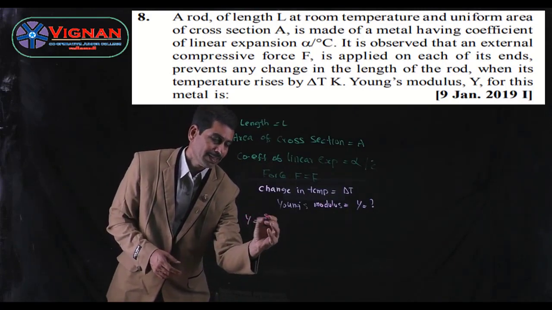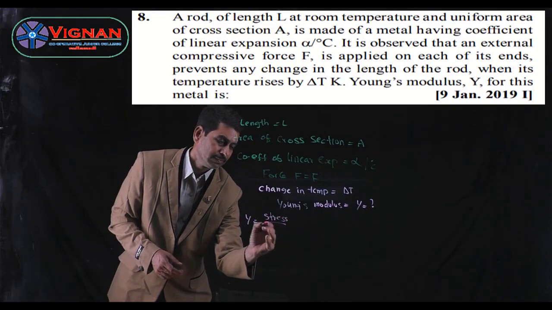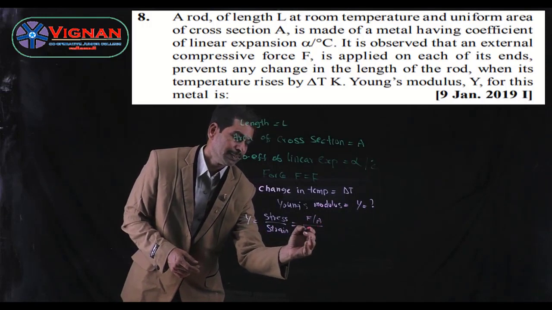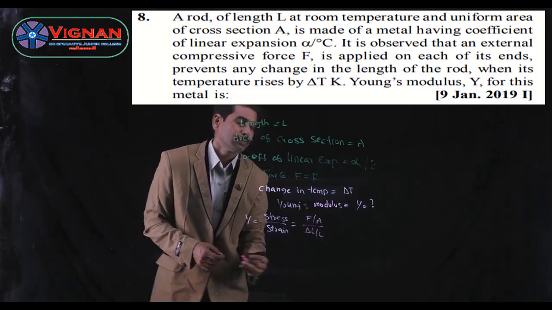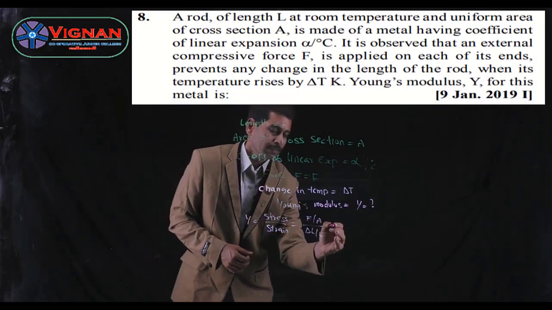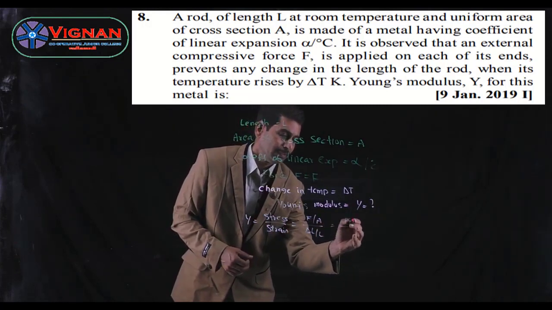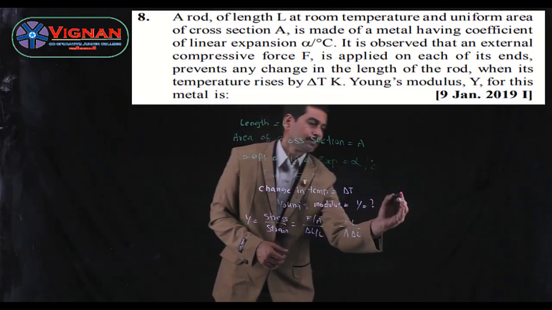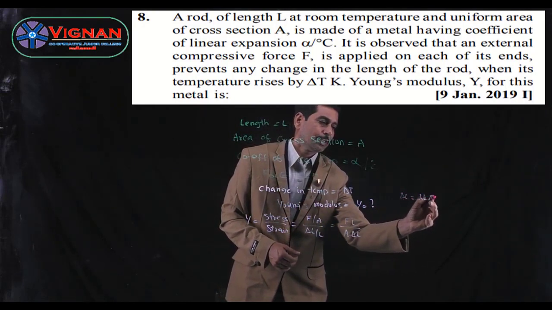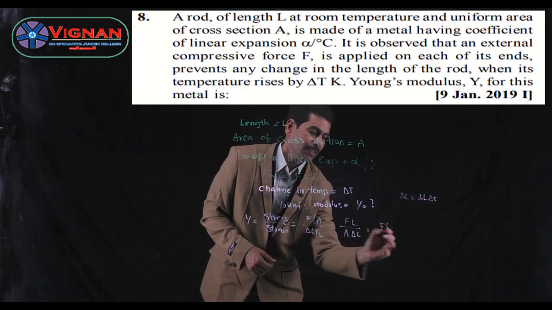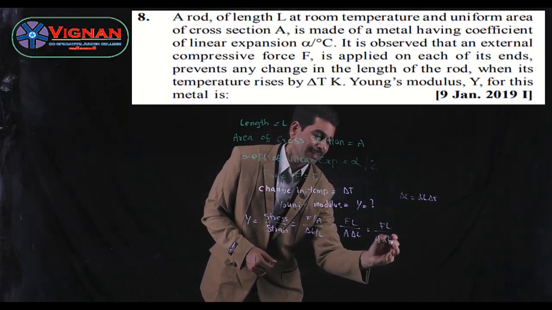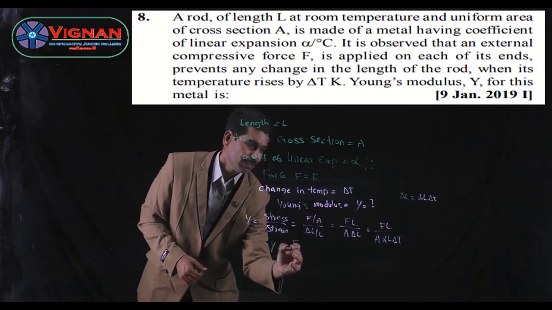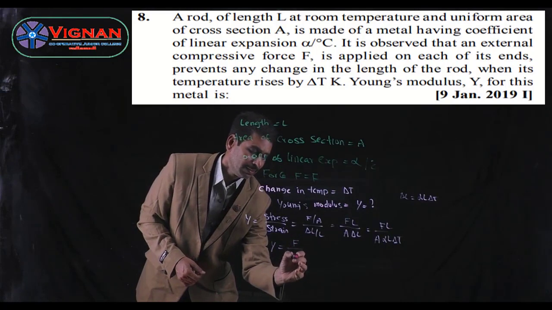So the Young's modulus is given as longitudinal stress by longitudinal strain, and stress is nothing but force by area, and strain is nothing but change in length by original length, delta L by L, and this is equal to FL by A delta L. Whereas delta L is given as alpha L into delta T. This is equal to FL by A into alpha L into delta T. So L will get cancelled. So we get Y is equal to F by A alpha delta T.